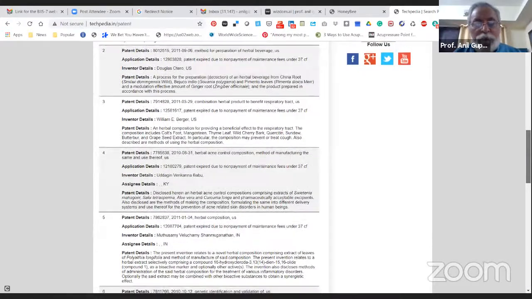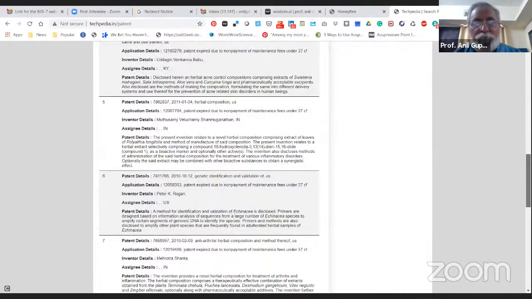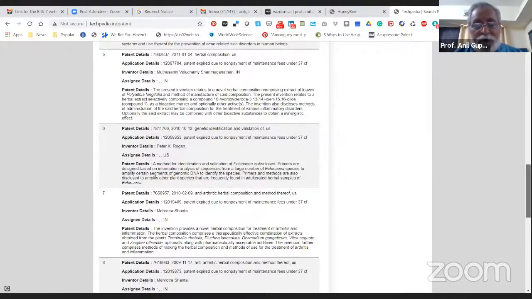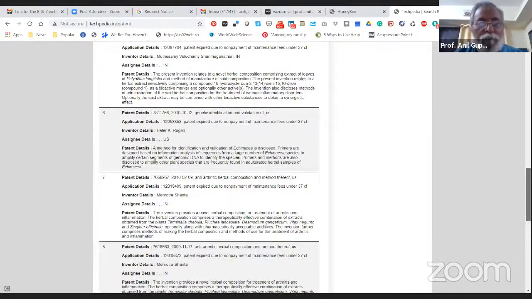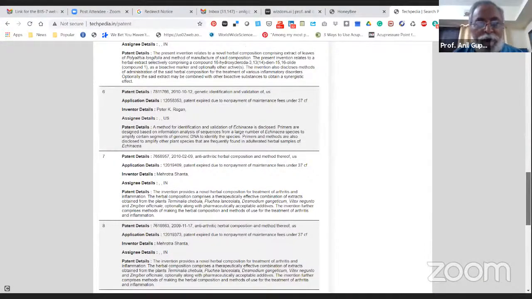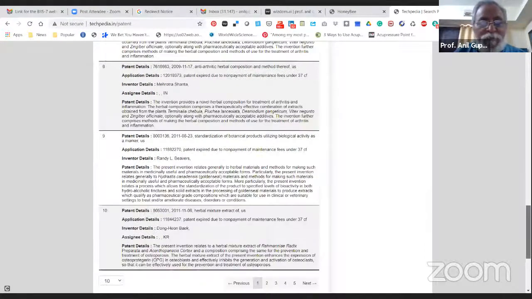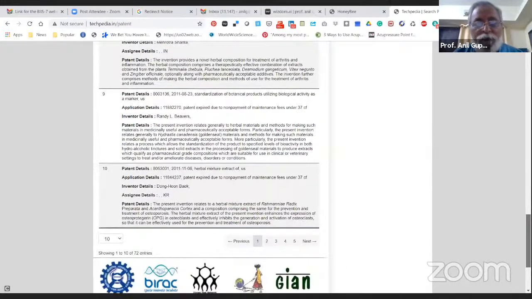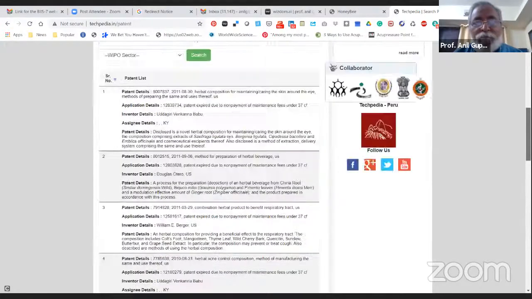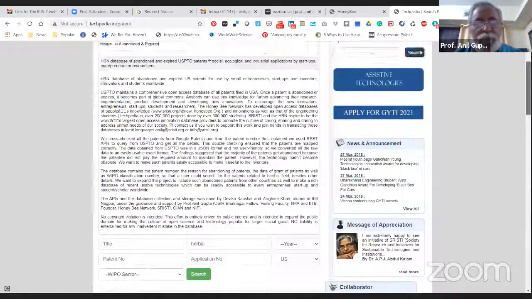So herbal compositions, anti-arthritic herbal composition, Shanta Merotra, filed an application in the US, then abandoned it. Shanta Merotra has many applications. Then there is Randy Beaver's generation of botanical product utilizing biological activity as a marker. So there are different kinds of studies. All of these are available to you.